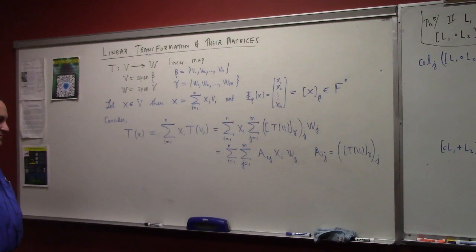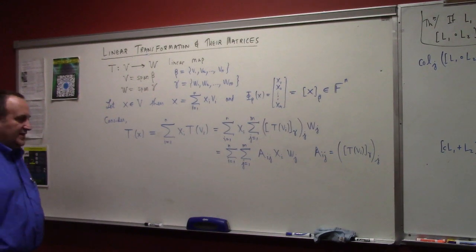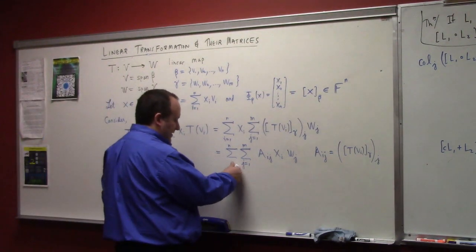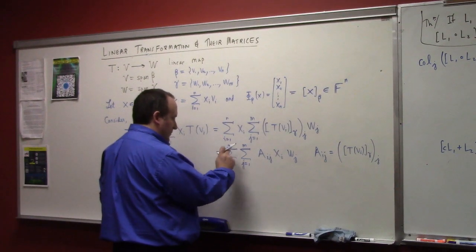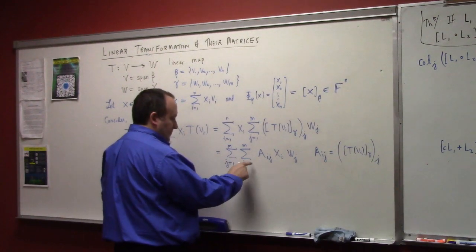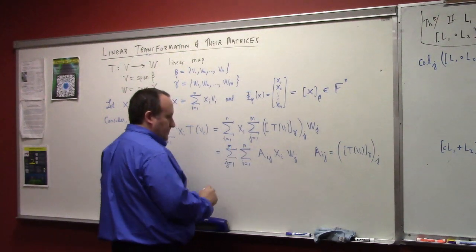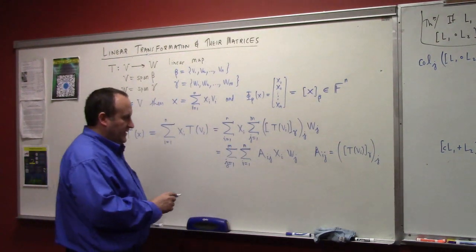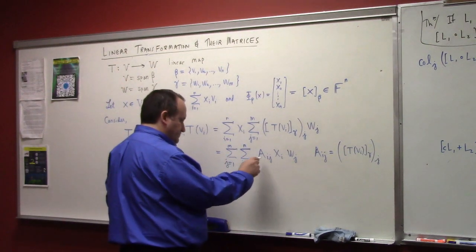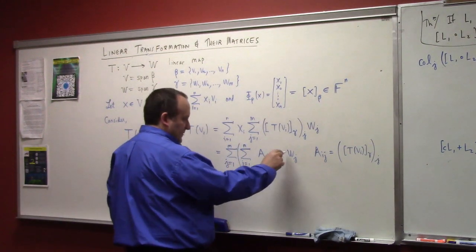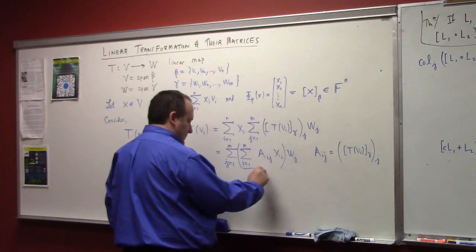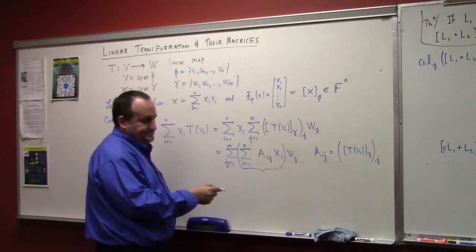Of course I can put the j out here instead, right? I can put the j first. I can switch the order of the sums maybe to better emphasize what's going on here. So if you look at this piece right here, this is the jth component.